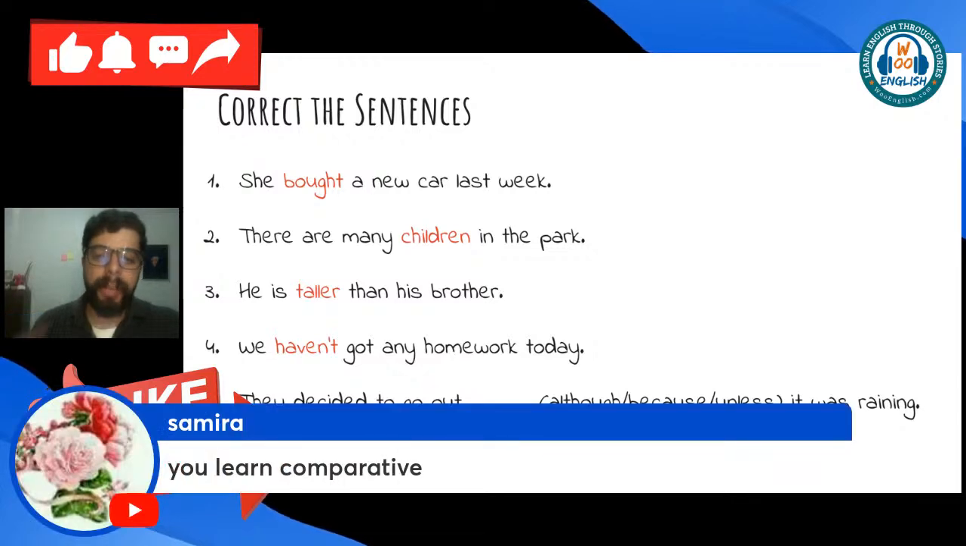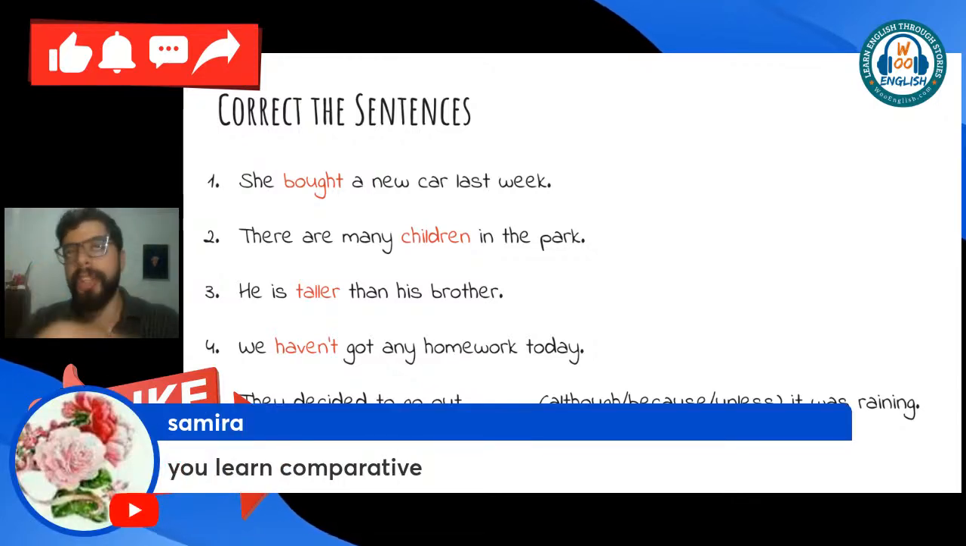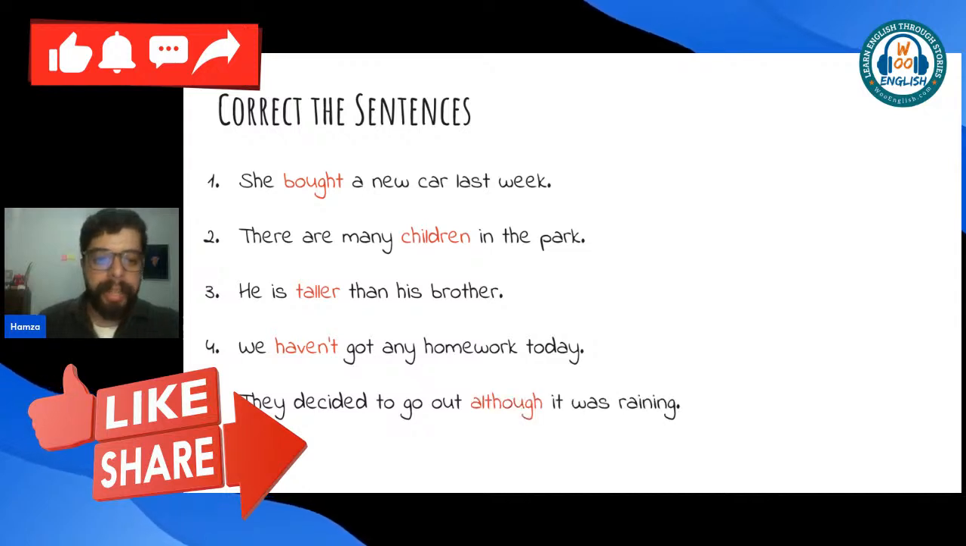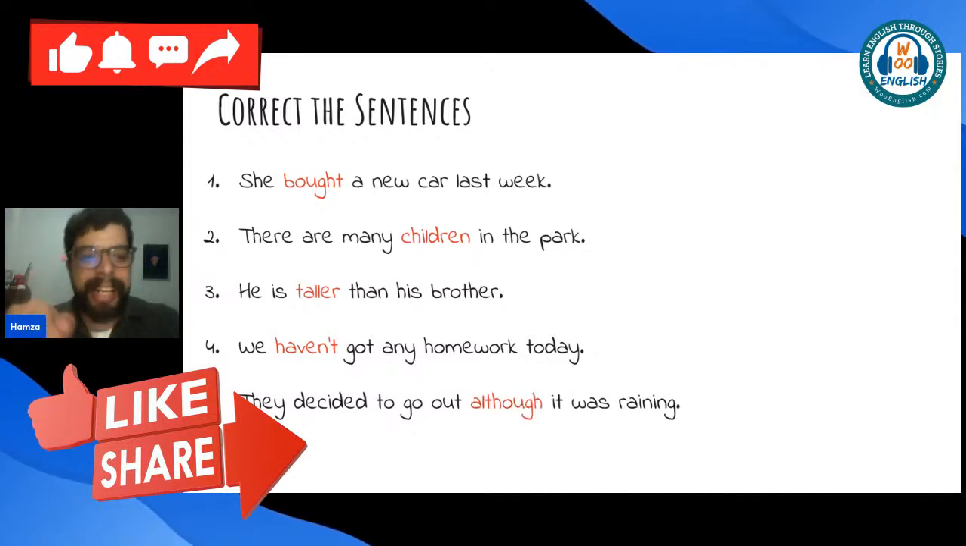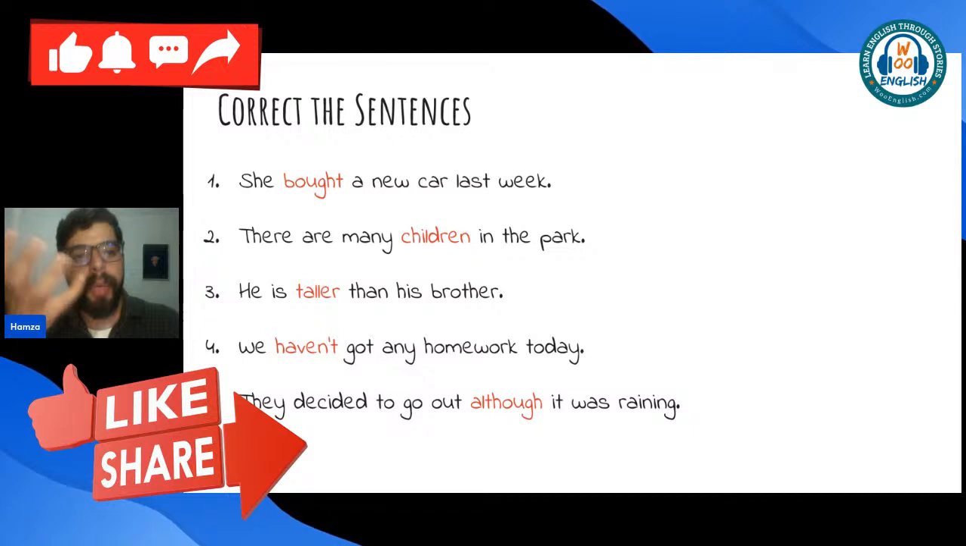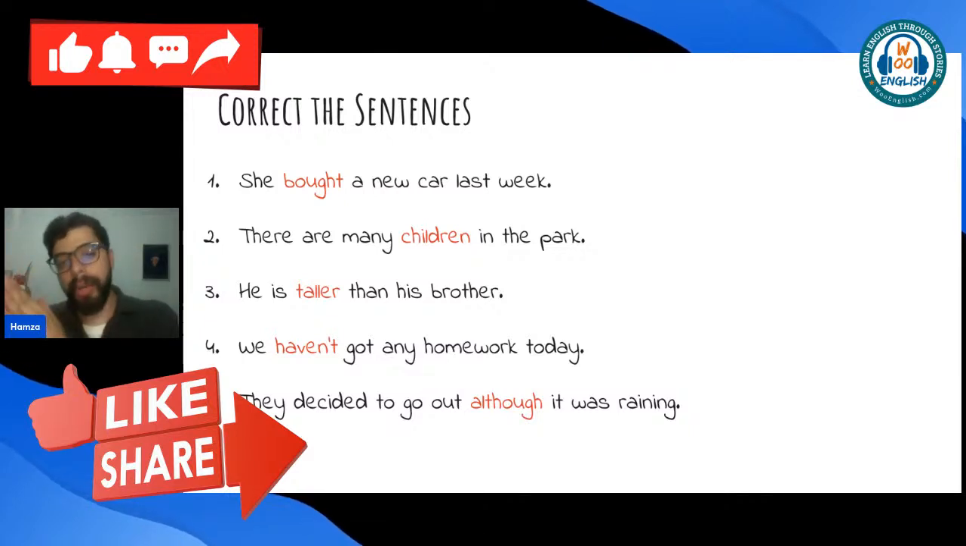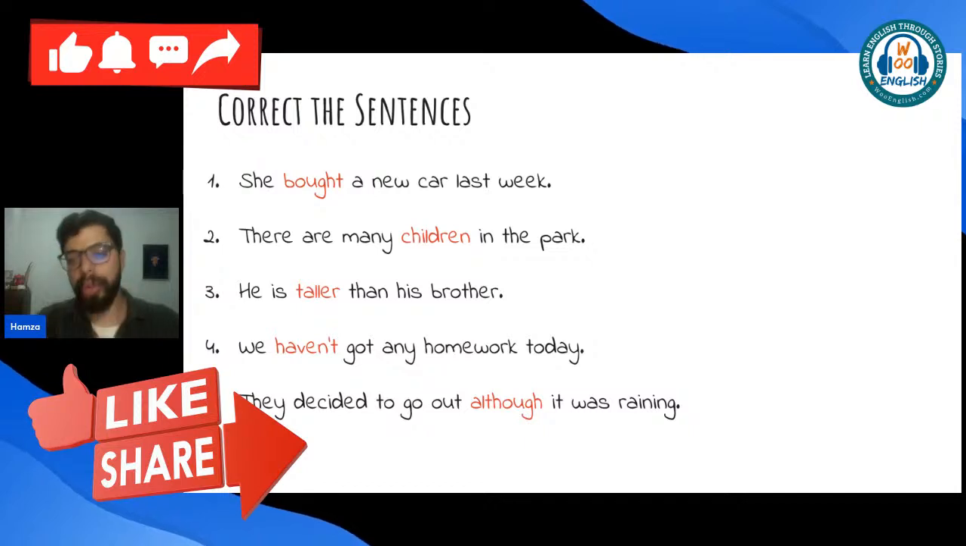No, Samira. We are not studying comparatives. We are just practicing our English in general. So the last one, although, because in the last sentence, we have two opposite ideas. They want to go out, but it's raining. So they decided to go out, although it was raining.